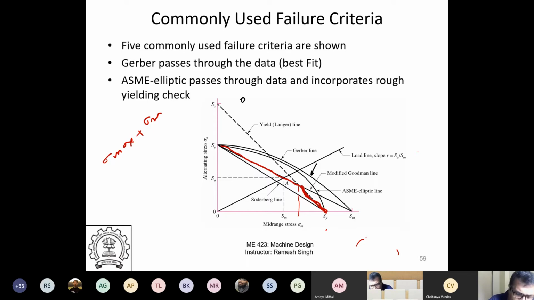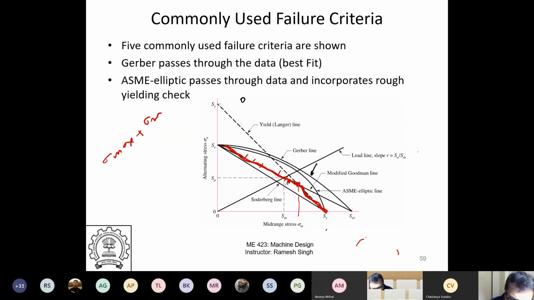Any combination from here to here, definitely I will hit this line first. So this line, up till this line, this is because of fatigue.